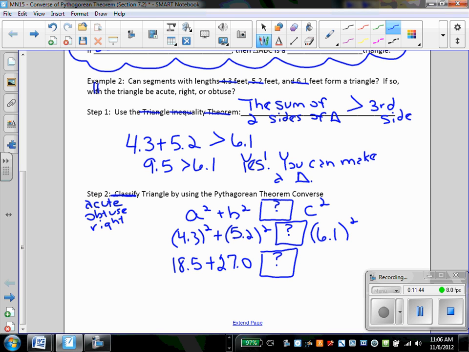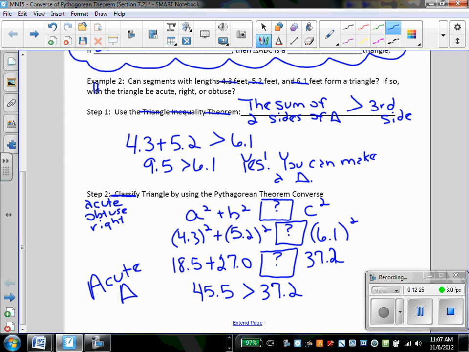And again, we don't know whether it's going to be equal, less than, or greater than. 6.1 squared is 37.2 rounded to the nearest tenth. When I add these two on the left-hand side, it's going to give me 45.5, which is definitely greater than this hypotenuse squared of 37.2. So that means that clearly it's not a right triangle. And just like my gut feeling felt, that hypotenuse is really short in comparison to the other two sides. So this is going to be an acute triangle.